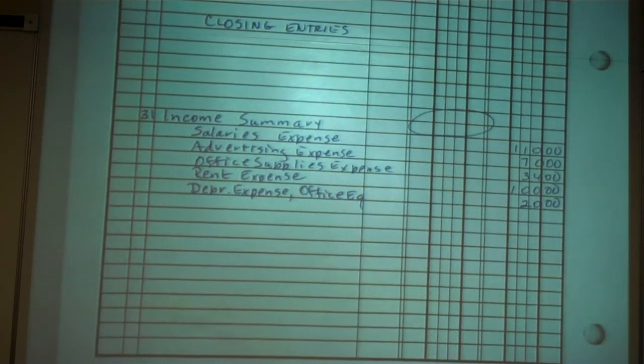I wrote income summary in as the debit, but I don't know what that number is yet. And I listed salaries expense, advertising expense, office supplies expense, rent expense, and depreciation expense, office equipment. Add those up, and then let's see what number you have for the income summary. Skip a line after that first one where you close the revenue.